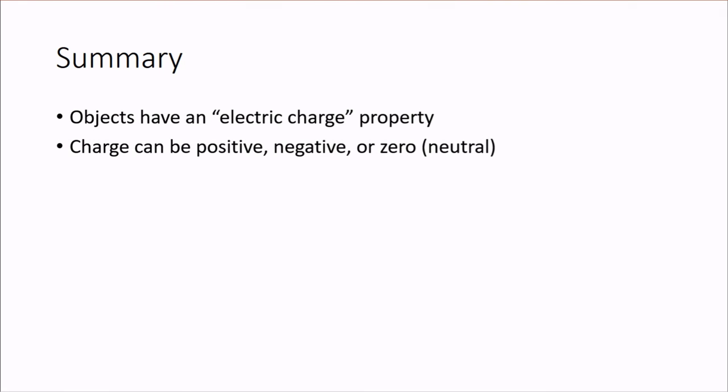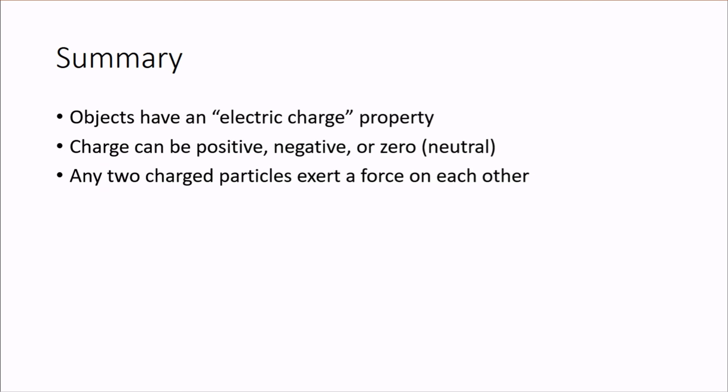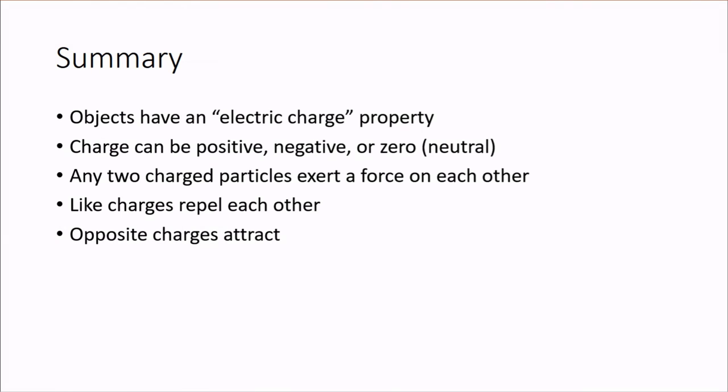In summary, objects have a property called electric charge. The electric charge can be positive, negative, or even zero. Any two charged particles exert a force on each other. If they are like charges, they repel each other, but if they are oppositely charged, they attract each other. The strength of this attraction is given by this formula. If the result of the formula is positive, then the force is attractive, but if the result is negative, then it is a repulsive force.